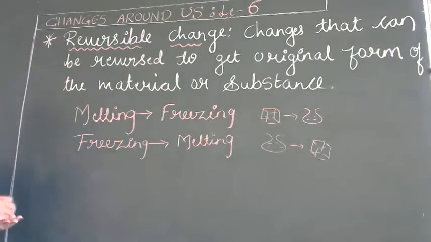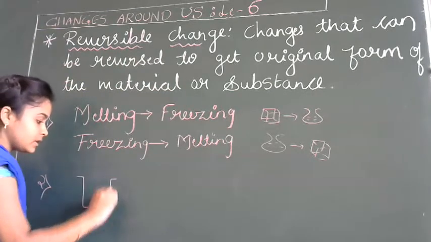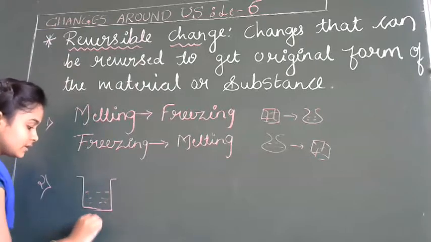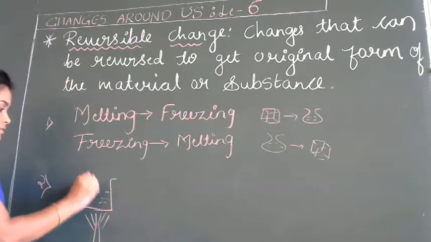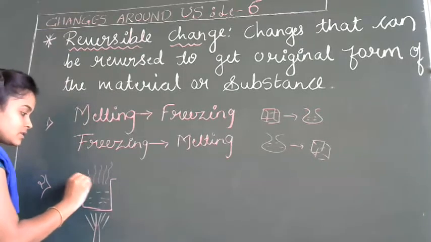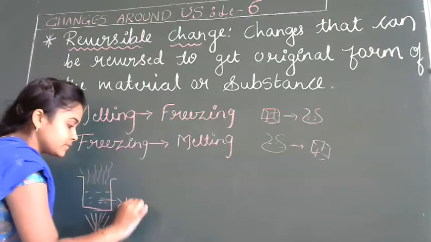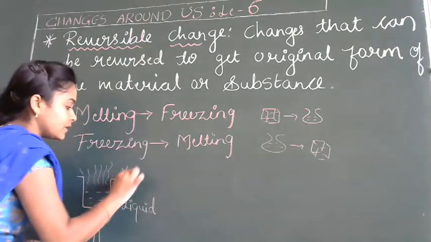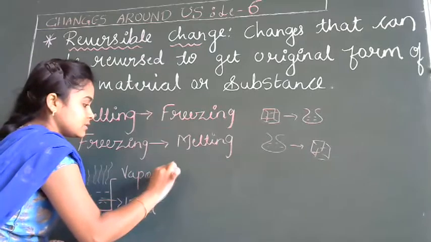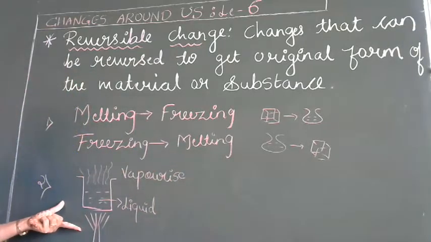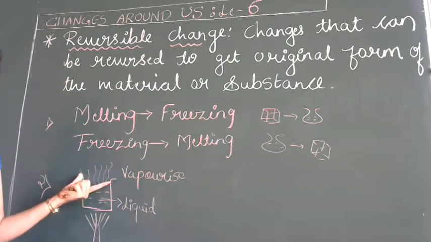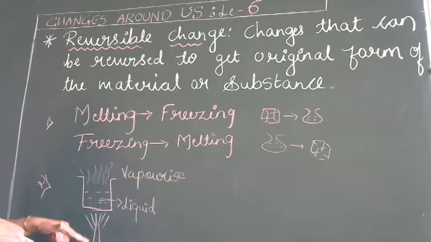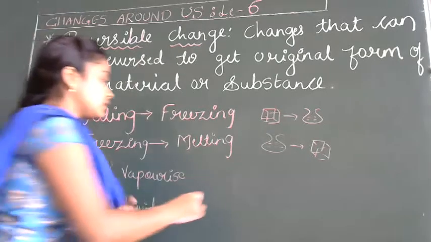Now one more example. This is the first example, and this is the second example. Now I'll take water in a beaker and start heating this water. What you see is a change: the liquid will vaporize. Now these vapors we can again convert into liquid. How?